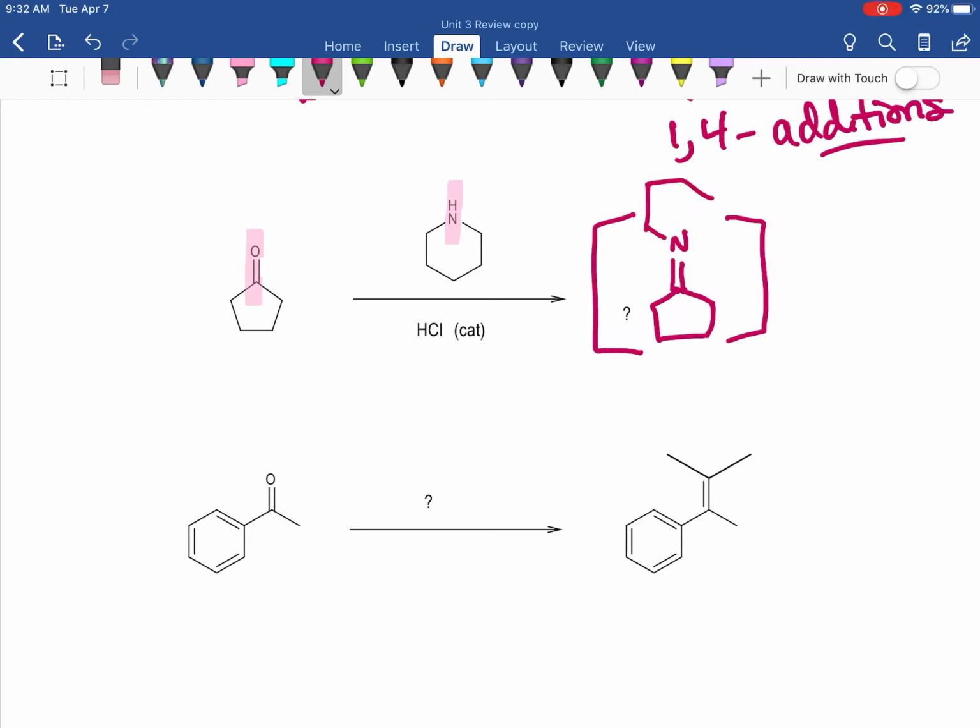Now, in this case, why did I draw the intermediate? Because you would get to this iminium ion if you draw that mechanism. Can we leave it like that? No, in fact, this is going to form the enamine. So our stable form of that product then is going to be the enamine.